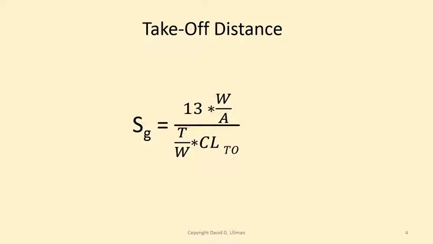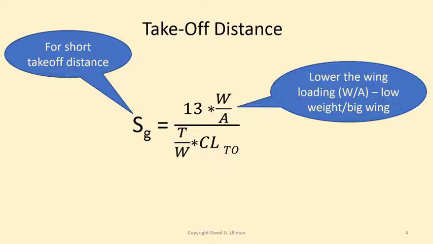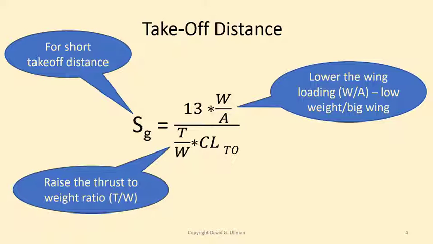If you want to consider takeoff distance, this equation is a fairly simplified one that you can use to calculate it, and it's dependent on the wing loading, which is the weight divided by the wing area. And in order to get a short takeoff distance, you want a really low weight and a really big wing. You want to raise the thrust to weight ratio. Little Cub does both of these quite well.